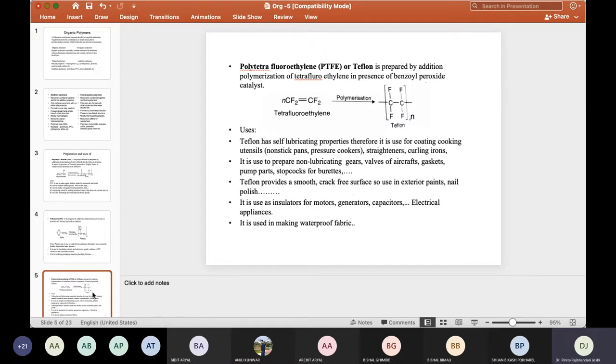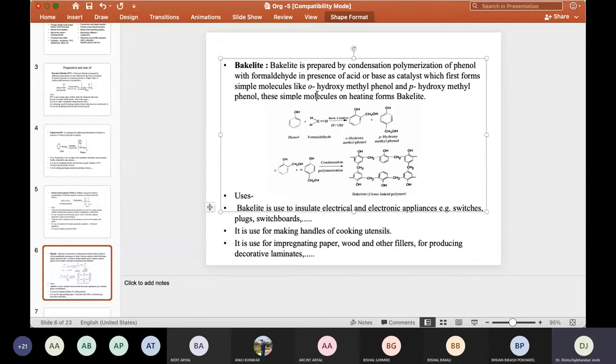Have we done Bakelite? Hello, student. Have we done Bakelite? No, ma'am. Okay.